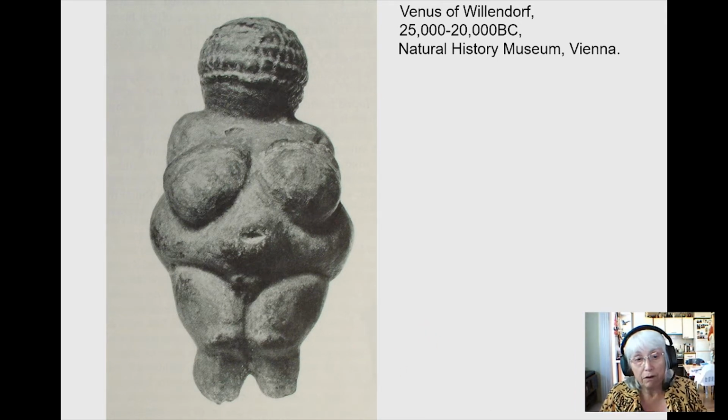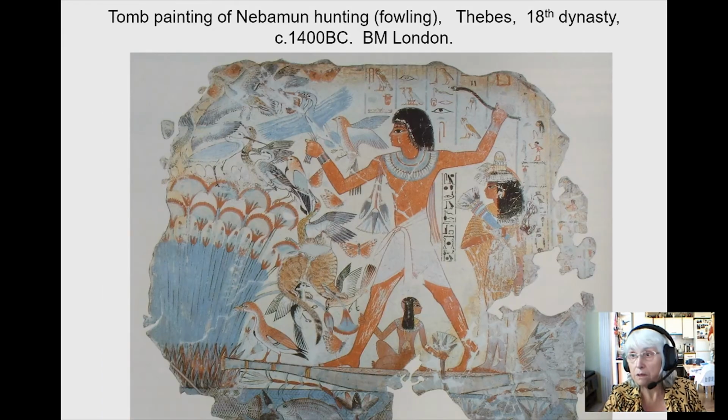So moving on to the next slide, we're now much later. We're now in 1400 BC, and this is a tomb painting, and I'd like to talk about the style of this because the style is very different from the paintings of the animals. The animals are painted in outline, not always filled in, sometimes filled in with some colour, but there's a realism about them which is also present here.